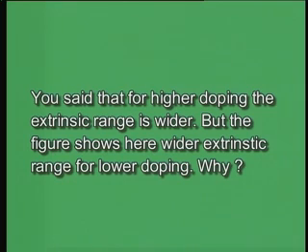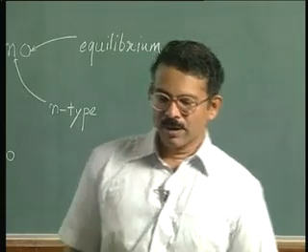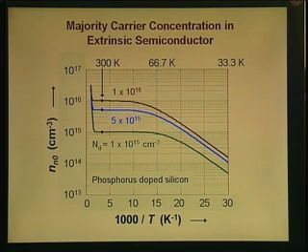Sir, I have a question regarding the majority carrier concentration versus temperature behavior. You said that for higher doping, the extrinsic range is wider, but the figure shows a wider extrinsic range for lower doping. Why? Let us look at the slide again. This is a good question.